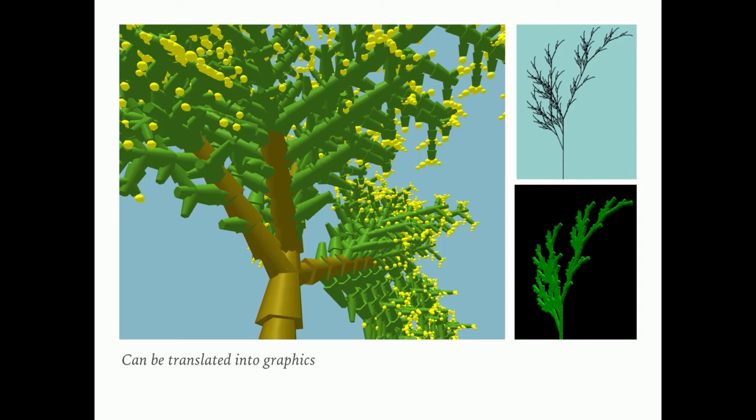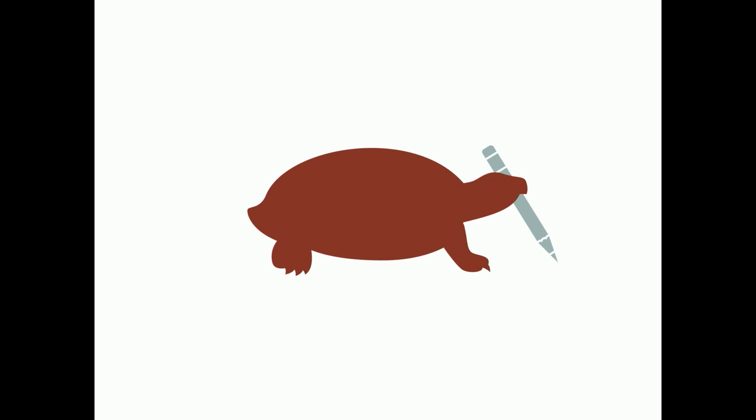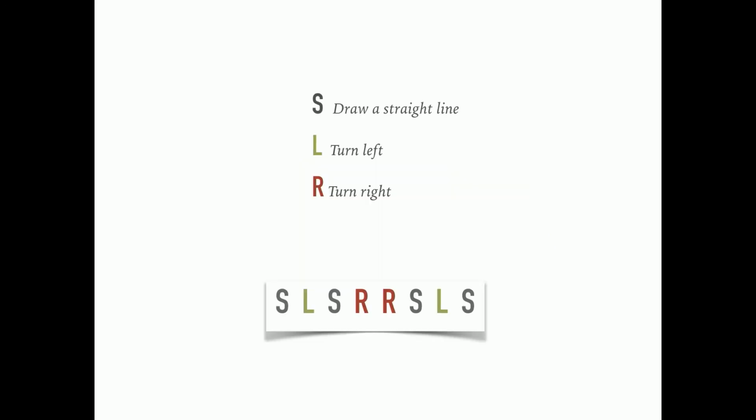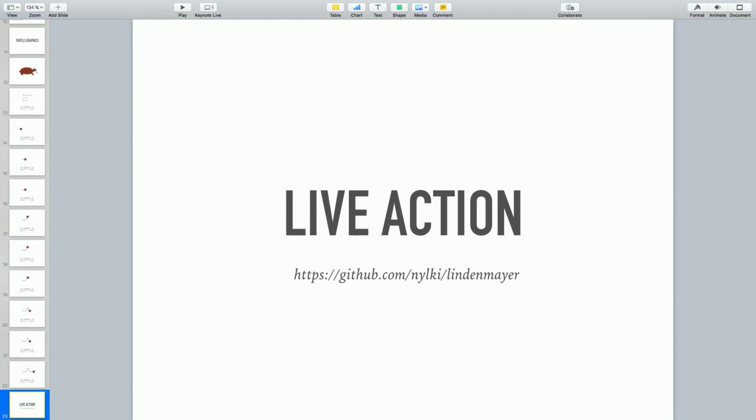And I want to show you one way to do it with Canvas and so-called turtle graphics, how they work. If you've never heard of turtle graphics before, just imagine a turtle with a pen. And the turtle with a pen is following directions. So for example, an S would mean draw a straight line, an L would mean turn left, and an R would mean turn right. So for that word we have here, first would be drawing a straight line, then we turn left, draw a straight line again, turn right, draw a straight line, turn left again, and draw a line. That's turtle graphics.